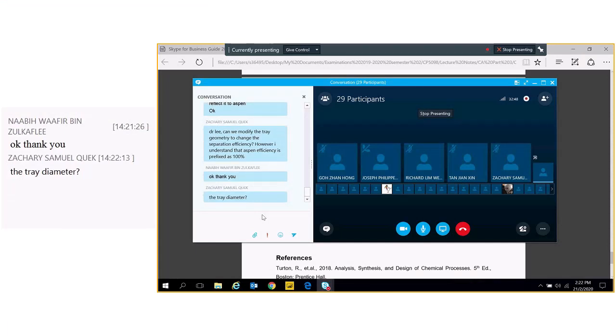Okay, tray diameter. So if you're allowed to change tray diameter, you can try that. You see what's the effect. Like increase diameter, but don't increase too much. Maybe increase 10% or 20%, or decrease the tray diameter 10%, 20%. Don't do it for 50%. Just 10% or 20%. Let's see what's the effect.